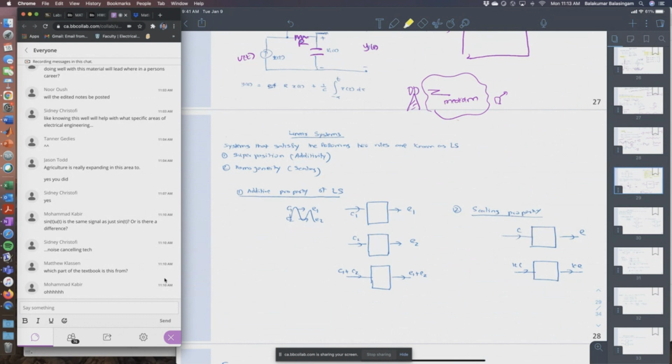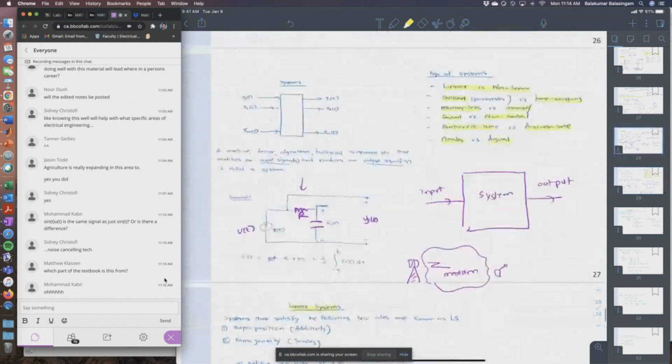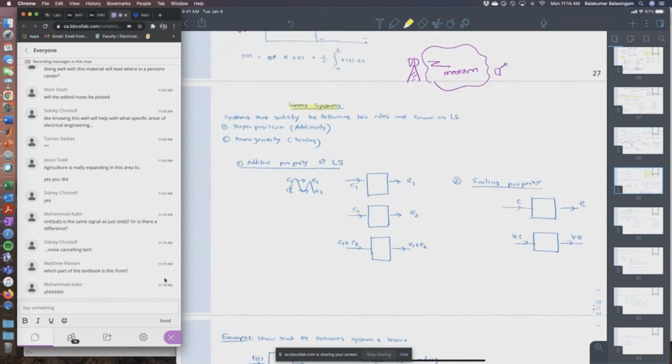We will come back and define it and revisit it again, but this is the first time a linear system is defined. So I kind of defined what a system is here. Let's now see what is a linear system. A system that satisfies the following two rules is known as a linear system: the superposition property and the homogeneity property. The superposition property is called the additive property. The other one is the scaling property.